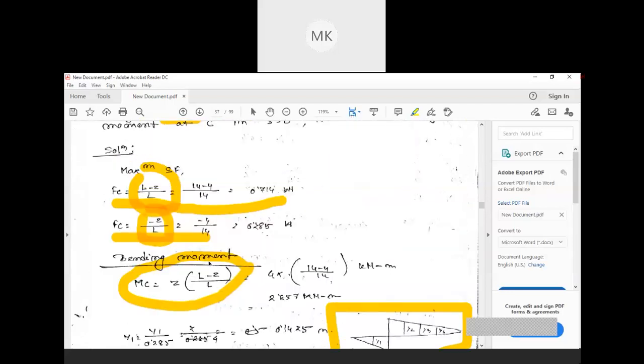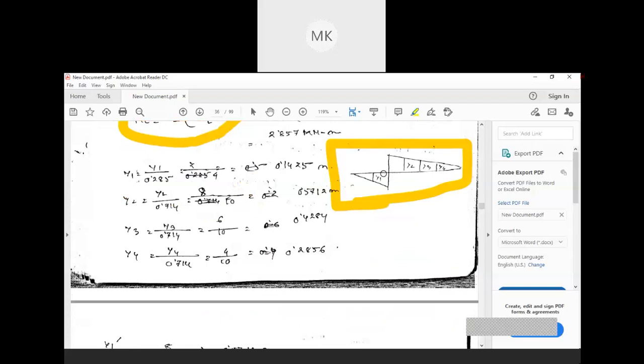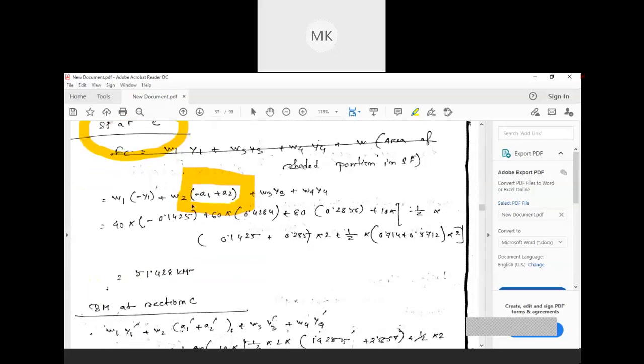There will be two: for the UDL, this portion and this portion you need to shade, and for this shaded portion you need to find the area by considering this trapezium and this trapezium in the above portion. So for that there will be two areas, a1 and a2. Similarly, y3, y4 you have already calculated. Just put all these values, you will easily find out the SF.